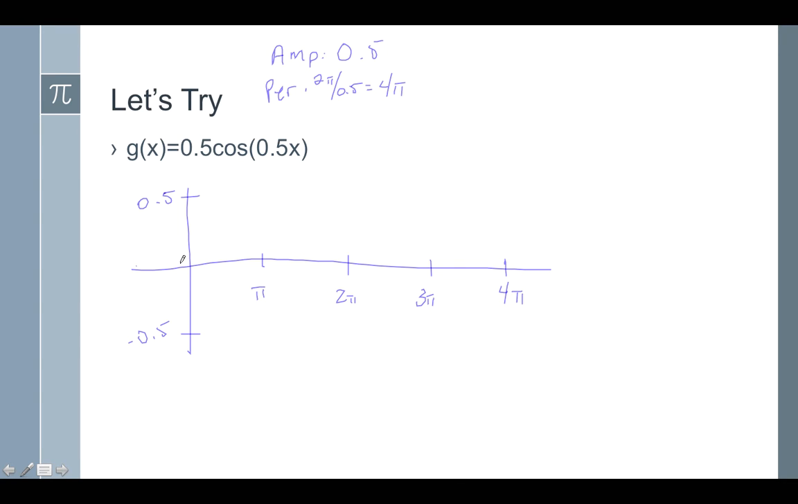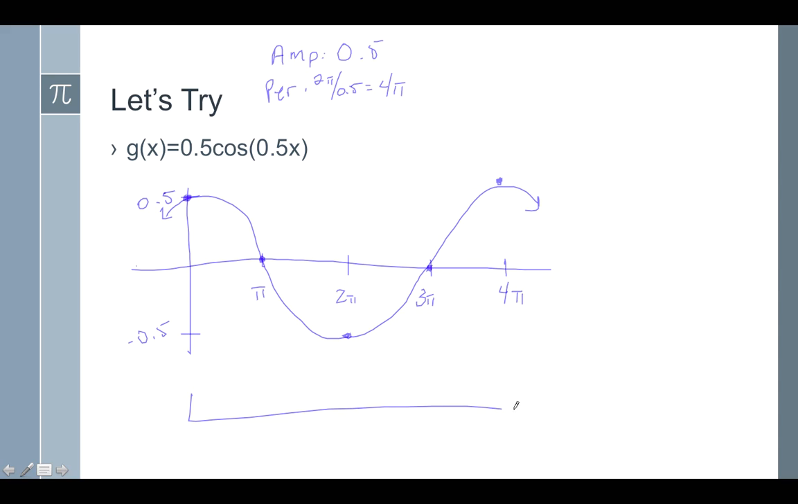At 0, cosine starts up. It goes to the center line, down, center line, up. And when I create the graph with just my quarters on here, those dots go nicely together on those quarters. And there we have our function.